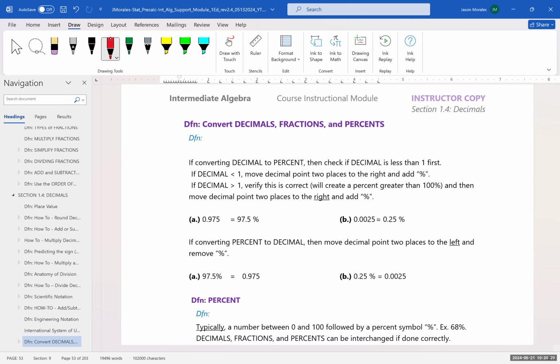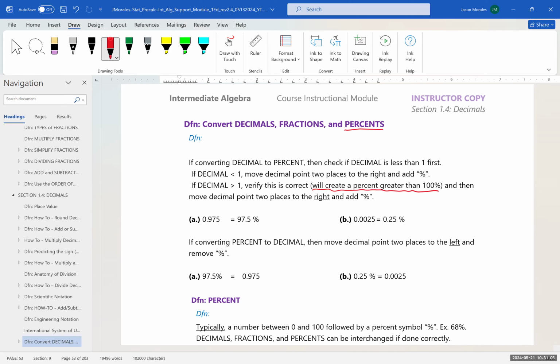Next, let's look at converting decimals, fractions, and percentages. In converting a decimal to a percent, first check if the decimal is less than 1. If the decimal is less than 1, move the decimal point 2 places to the right and add a percent symbol. If the decimal is greater than 1, verify that this is correct, because this will end up creating a percentage greater than 100%. Then move the decimal point 2 places to the right and add a percentage symbol.